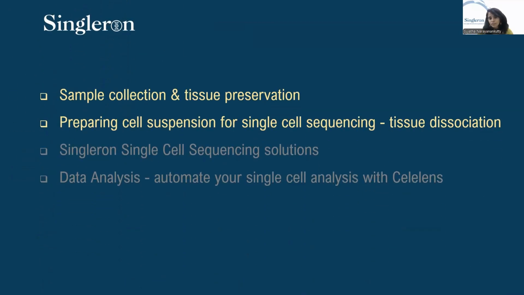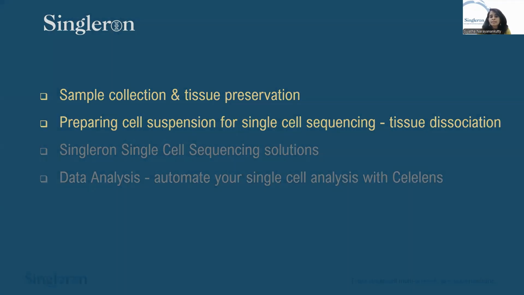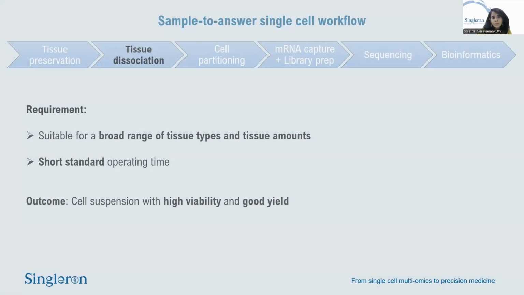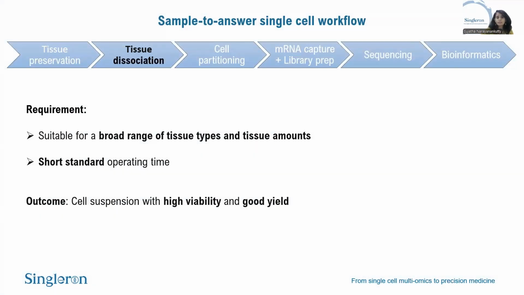So once you've got your tissue collected and preserved, you can move to the next step, which is to prepare a good single cell suspension. So here comes tissue dissociation. This is a stage where you need an option that can dissociate a broad range of tissue types. It should work across different tissue types.